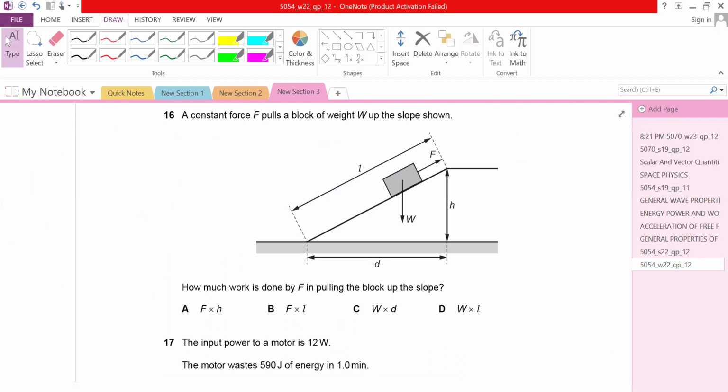Question number 16. A constant force F pulls a block of weight W up the slope shown. How much work is done by the force F pulling the block up the slope? So you have to calculate the work done, and the formula is work done equals force into the distance in the direction of force. The distance in the direction of force is L and the force is F. So the correct option is B for question number 16, which is F into L.